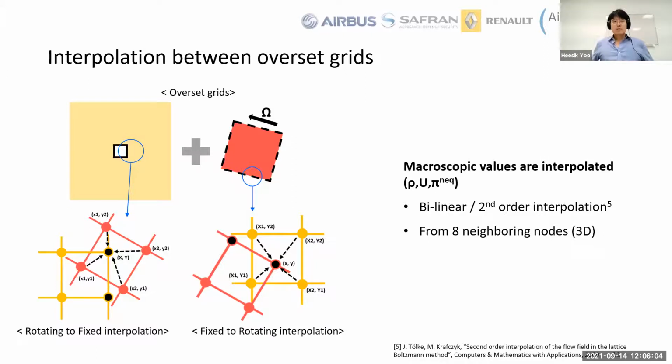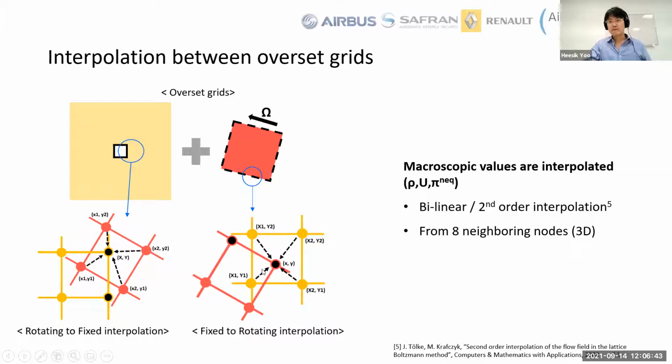Another key point is interpolation. Since I'm using two different mesh systems in the overset grid, they need to communicate with each other. For example, this is the fixed grid, and the black line is the border of the fixed grid. Each node receives information from the surrounding rotating nodes. In 2D, we receive information from 4 surrounding nodes, and in 3D, from 8 surrounding nodes. The same happens at the border of the rotating region, where nodes receive information from the surrounding fixed mesh.